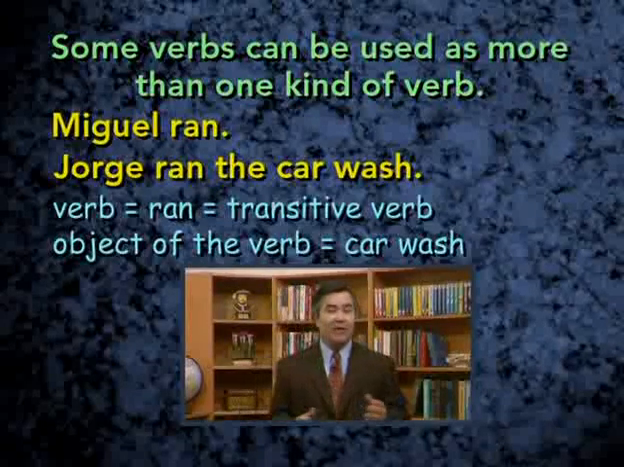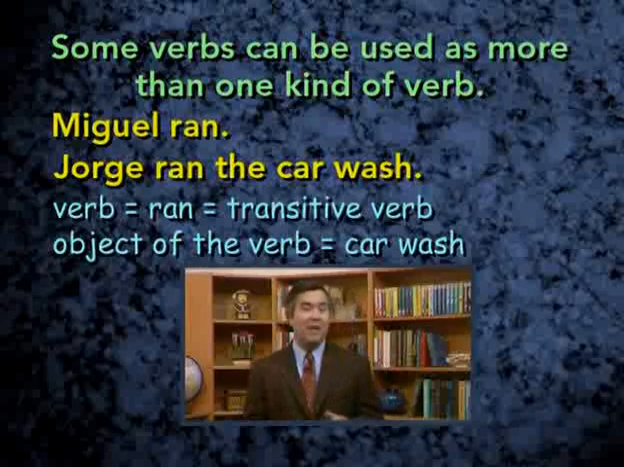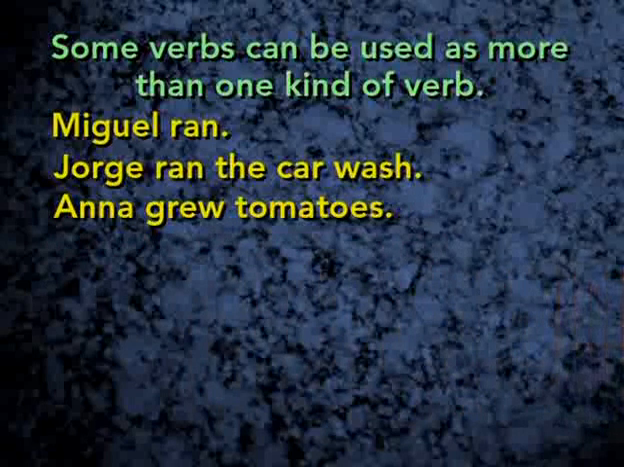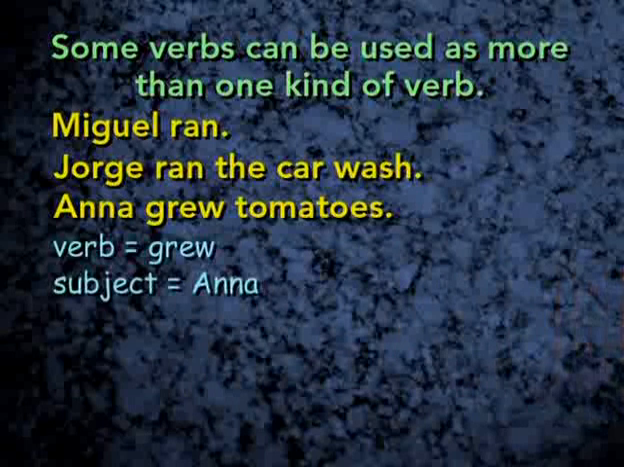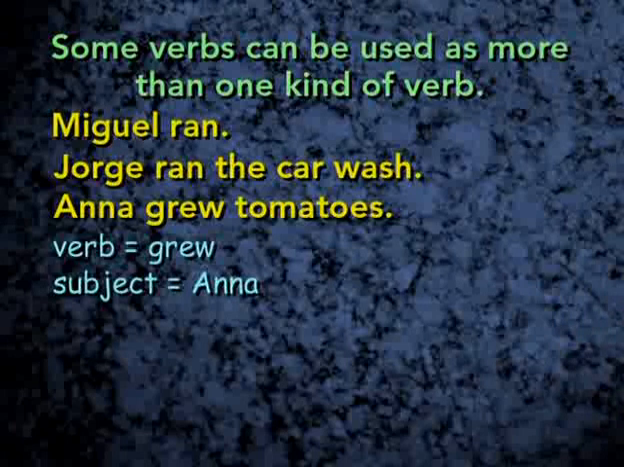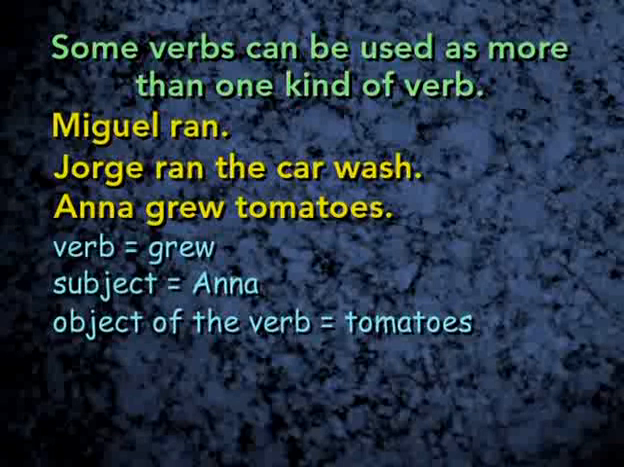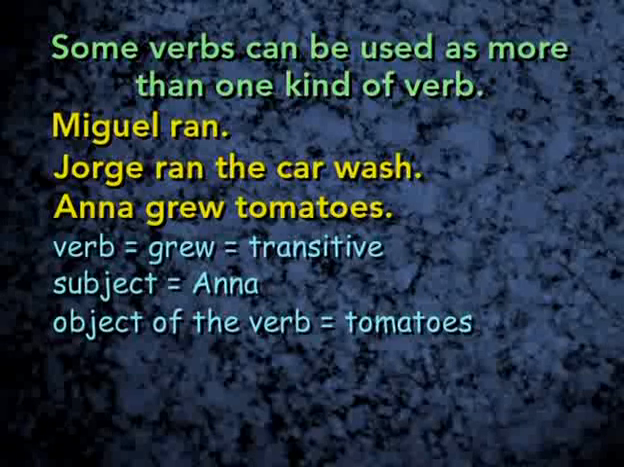Here's another example of how the role played by the same verb may change from one sentence to the next. Anna grew tomatoes. In this sentence, the verb is grew. The subject is Anna. Now, what did Anna grow? Is there an object to the verb grew? Yes, there is. She grew tomatoes. So the noun tomatoes is the object of the verb grew. It receives the action of the verb. Therefore, what kind of verb is grew in this sentence? It's a transitive verb, because remember, only transitive verbs pass the action along to an object.